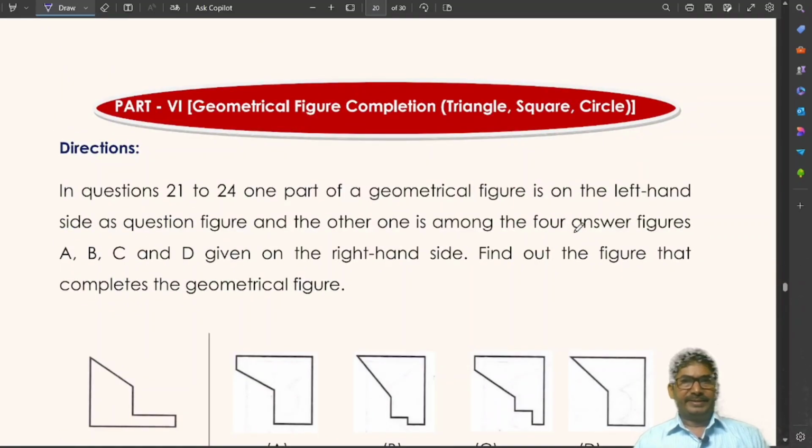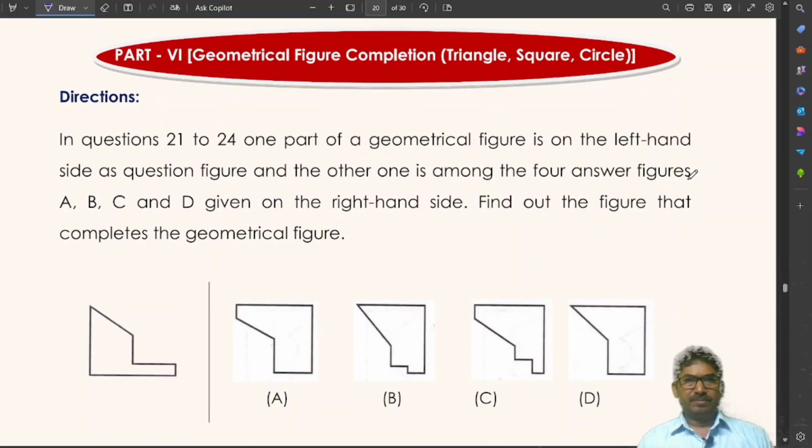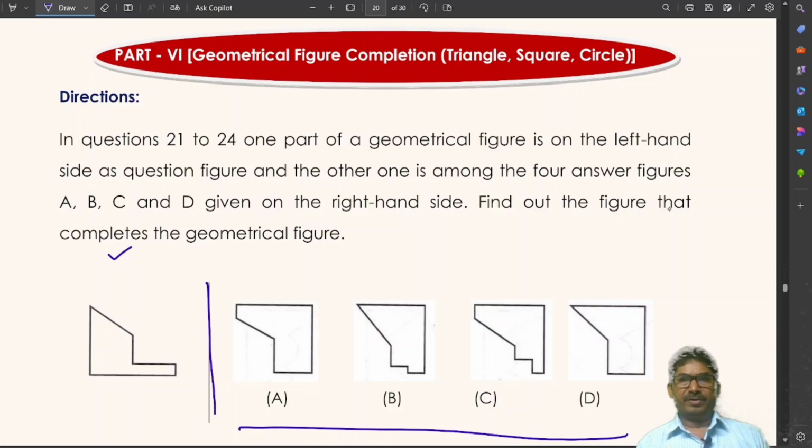Next, part 6. What is the name of this part 6? Geometrical figure completion. Triangle, square, circle, etc. will be given in this part. In questions 21 to 24, one part of a geometrical figure is on the left hand side, like this, as the question figure, and the other part is among the 4 answer figures A, B, C and D given on the right hand side, like this. Find out the figure that completes the geometrical figure. Whichever completes this part, that is the answer.